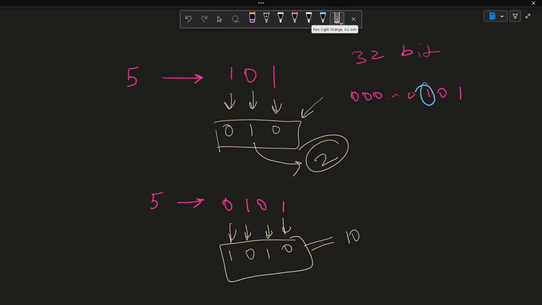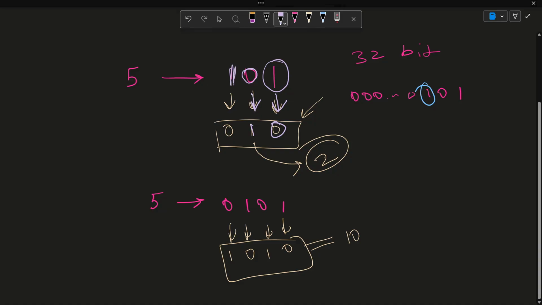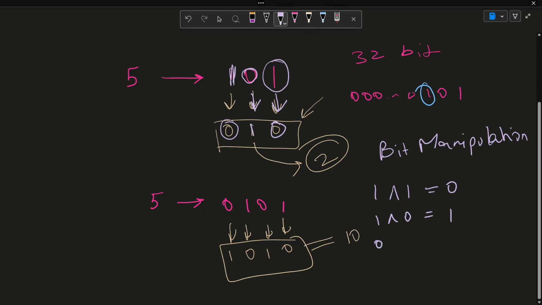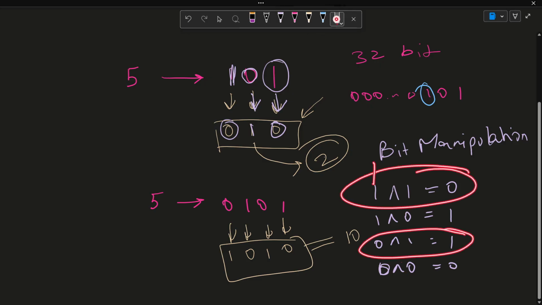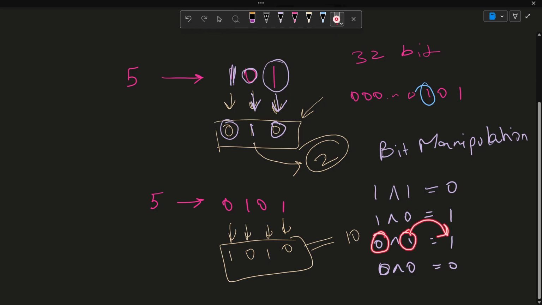Now first of all, let's go step by step. You see a 1 and you have to get an output of 0. You see a 0, you have an output of 1. So what you should understand is something known as bit manipulation, which is the thing we are going to use: the XOR operation. 1 XOR 1 is 0, 1 XOR 0 is 1, 0 XOR 1 is 1, 0 XOR 0 is 0. Basically, what I want you to observe is that given a bit 1, you XOR it with 1 and you flip the bit. You see a 0, you XOR it with 1, you get a 1, right?